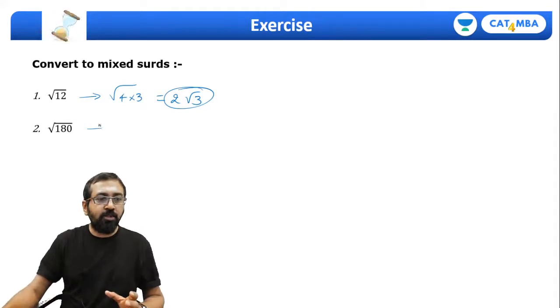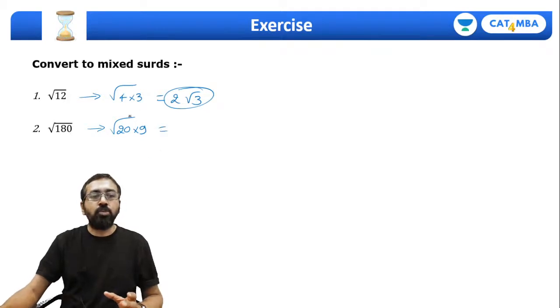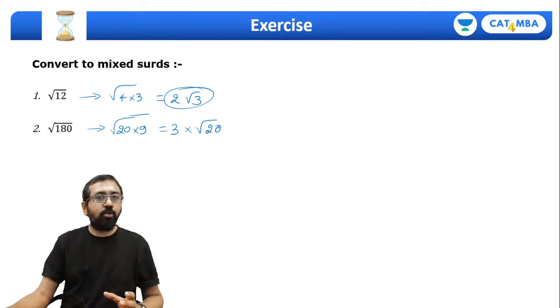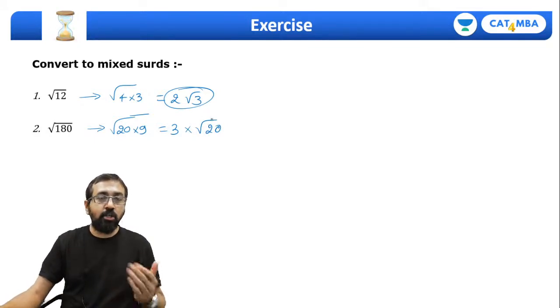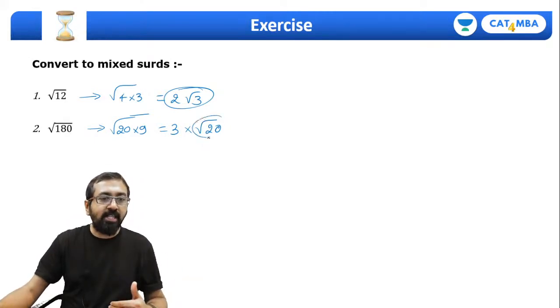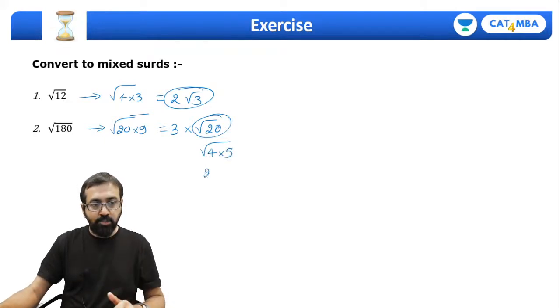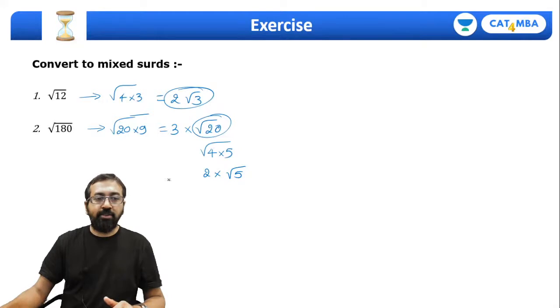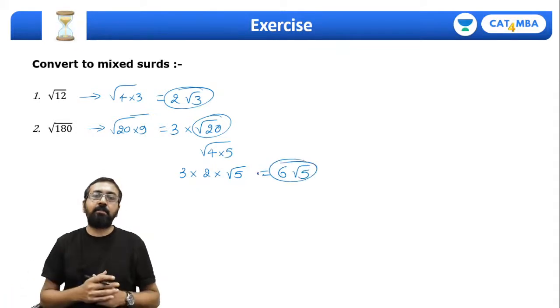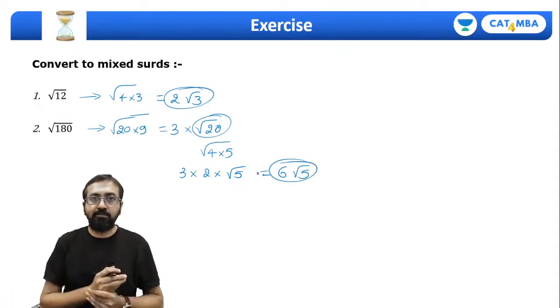I'm sure most of you will say, sir, it can be 20 into 9. Okay, so what is square root of 9? It's 3 into square root of 20. So 3 root 20, still it's not correct because you can simplify this. Of course, this is a mixed surd, but we can further simplify this. So root 20 can also be split as square root of 4 into 5. And what is square root of 4? It's 2 into the square root of 5 as it is, and this 3 as it is. So it will be 3 into 2 into square root of 5, that is 6 root 5. This is the proper mixed surd form, right?